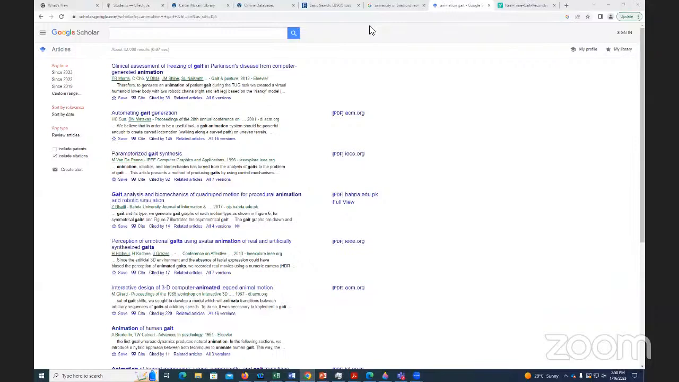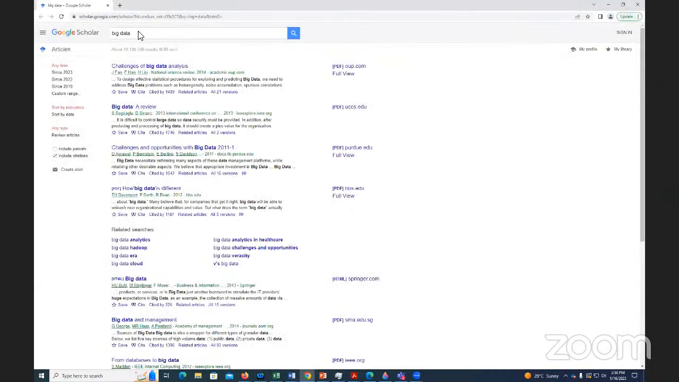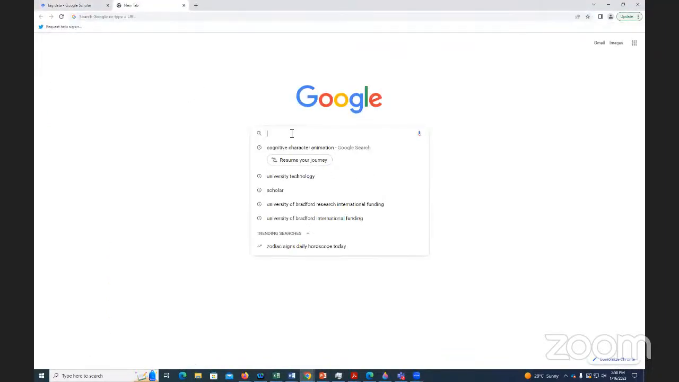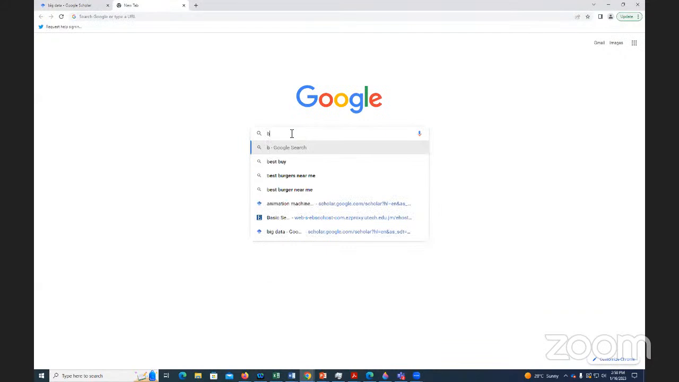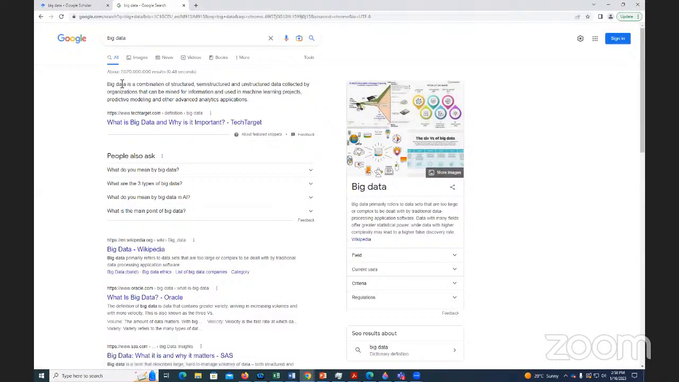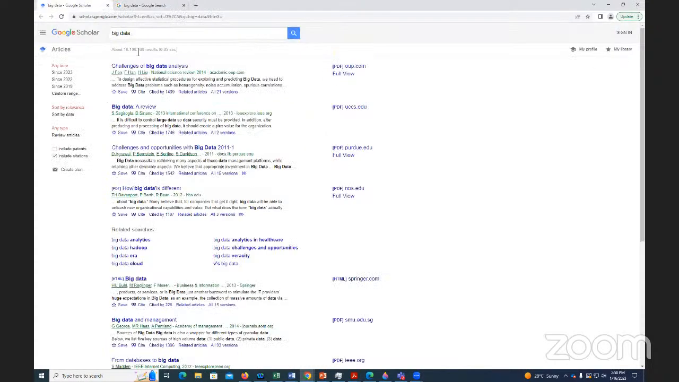So let me see what about big data? Let me show you. Big data is a very massive topic. So when we put in big data, we're going to show you how big it is. 10 billion in Google Scholar. And if you went from this to Google, we see how big it is. Even bigger. That's 7 billion results in Google and 10 billion results in Google Scholar. So what about big data would you like to look at?